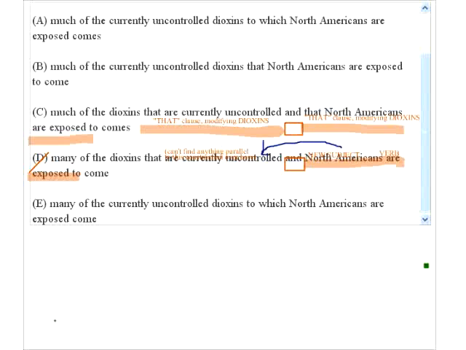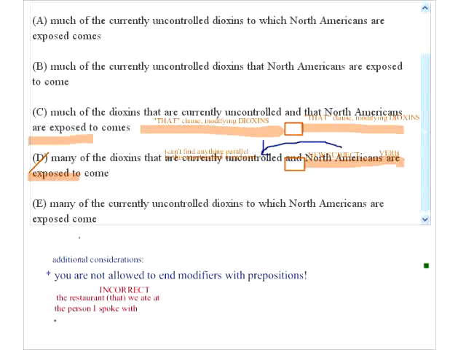Okay, now let me just give you a quick rundown of what's wrong with the other incorrect answers. These are tangents, but still worth looking at. Here's some additional considerations that you should know. One thing is that you're not allowed to end modifiers with prepositions. For instance, these are incorrect. You can't say "the restaurant that we ate at," and you can't say "the person I spoke with." Instead, instead of saying "the restaurant we ate at" or "the restaurant that we ate at," you have to say "the restaurant at which we ate." Then instead of saying "the person I spoke with," you would have to say "the person with whom I spoke."